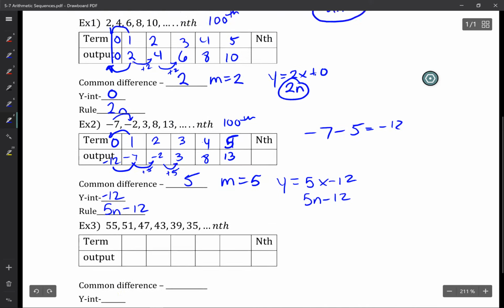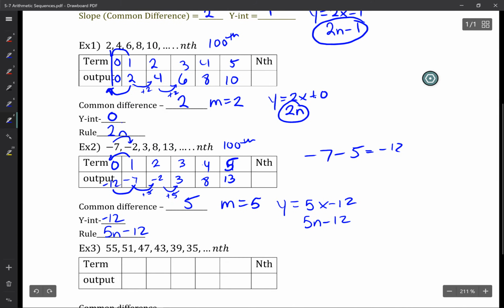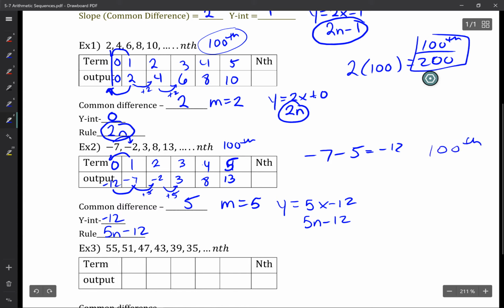Now check this out on both these problems. If the rule for this problem is 2n, if I wanted to find the 100th number, I would just do 2 times 100, which is 200. So the 100th term is 200. What's the 100th term in this sequence? Well, I would do 5 times 100 minus 12. So 500 minus 12 is 488. So the 100th number is 488.